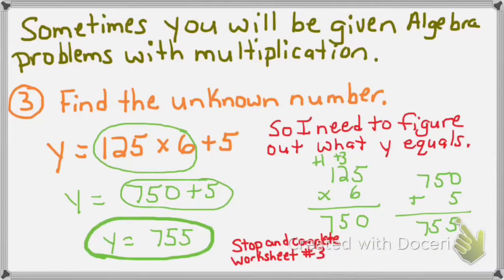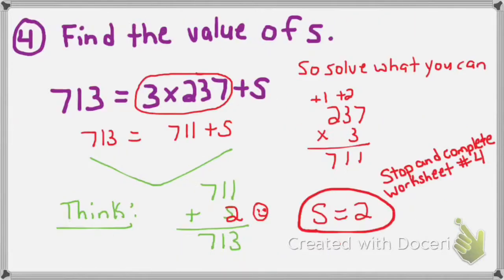Sometimes we're given an algebra problem with multiplication, and then of course we solve what we can, bringing everything else down. So in this problem, I first solved 125 times 6 equals 750. I wrote it down. I brought down the y and the equal on the left, and the plus and the 5 on the right. Then I went ahead and solved my 750 plus 5 equals 755, brought that down, and then brought down my y and my equal. So I found out that y equals 755.